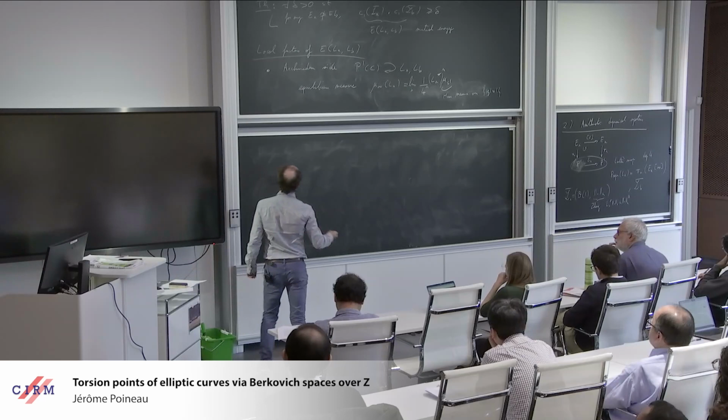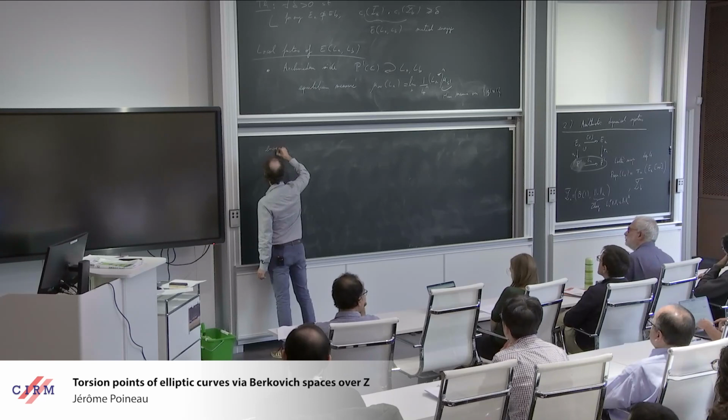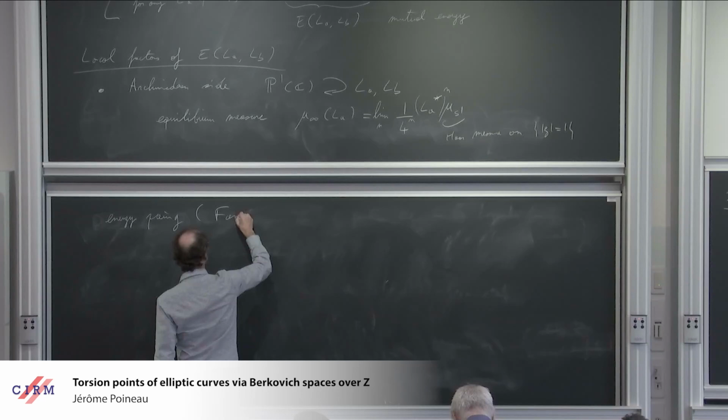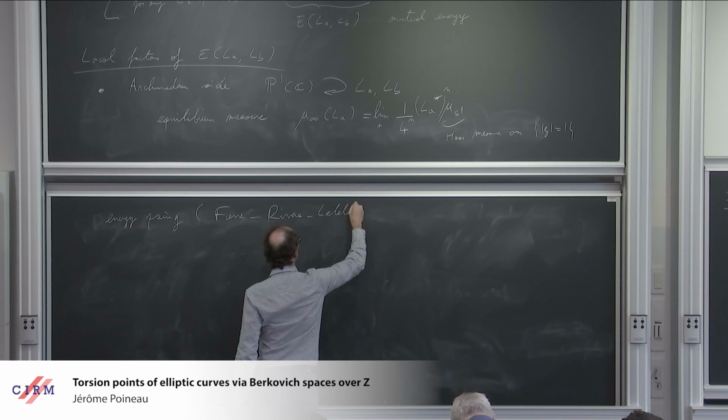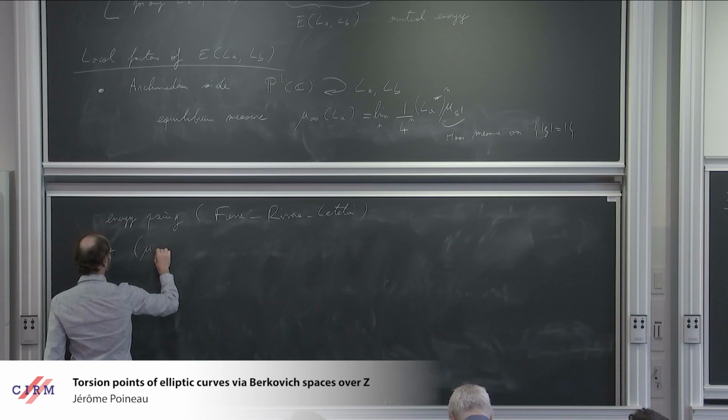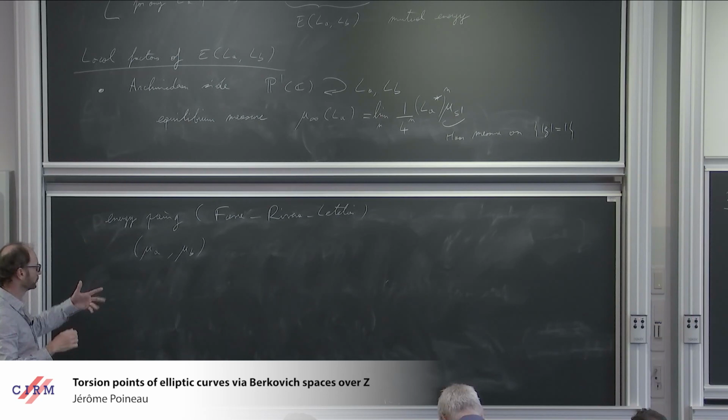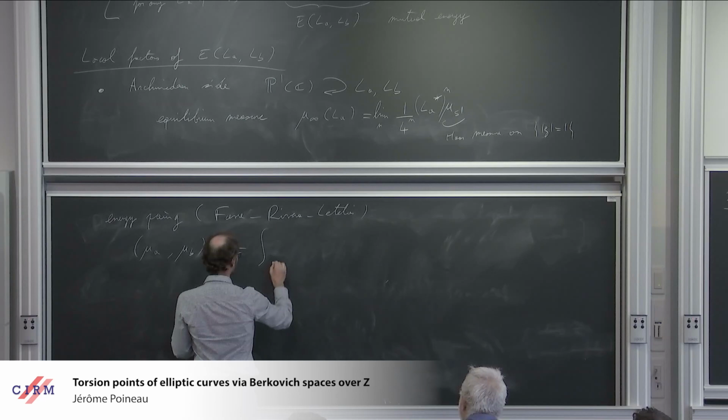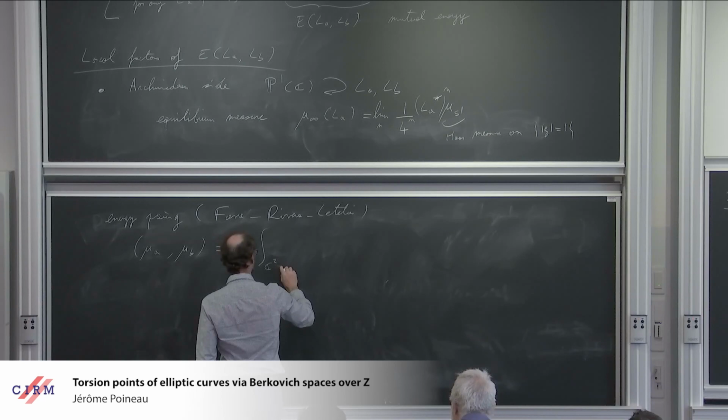So you have this local energy pairing, due to Favre, Rivera-Letelier. So the formula is like this. If you have measures, let me write mu A, mu B, just any measure regular enough. Maybe I don't want to be super precise about this at the moment. So you want to integrate over C times C minus the diagonal.